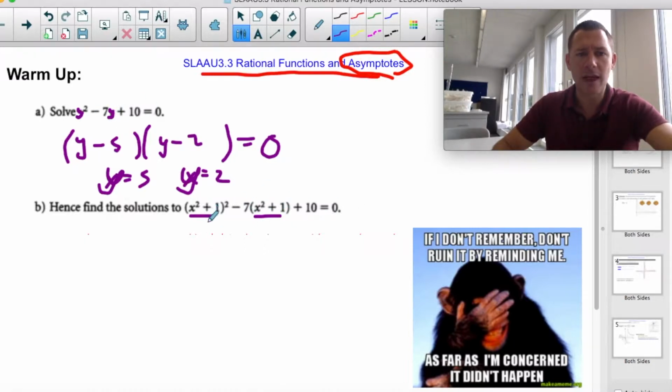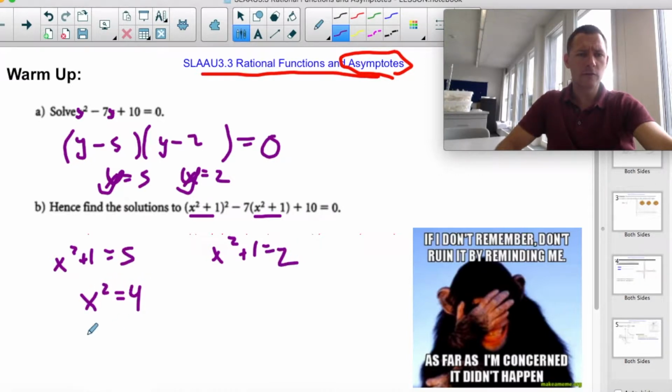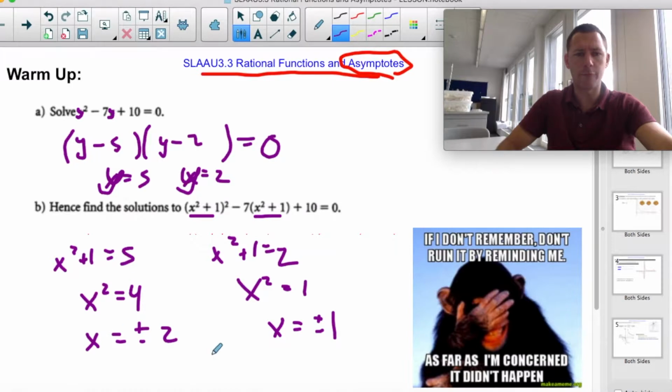So we can say, hey, I know that all of this junk is the y, and I know that it either has to be equal to 5 or it has to be equal to 2. So you could say, oh, so x squared plus 1 should be equal to 5, or x squared plus 1 has to be equal to 2. You solve, you get x squared is 4. So x is plus or minus 2. Or x squared is equal to subtract 1 and take the square root, so plus or minus 1. Sweet, so 4 different solutions possible.